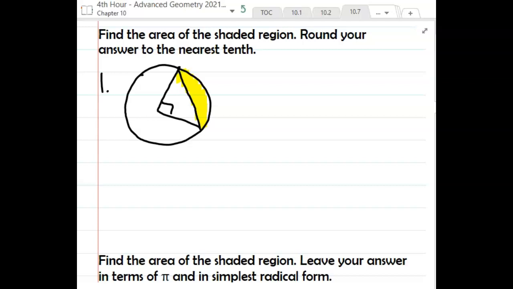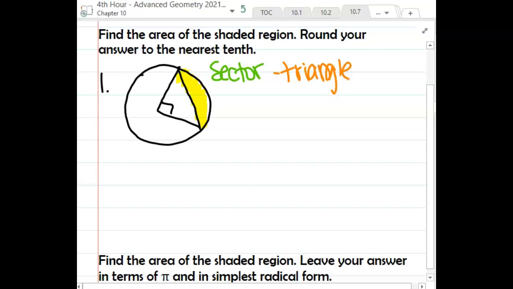So we talked about the things I have formulas for, the things that I know how to find. I know how to find the area of the entire circle. I know how to find the area of a sector. And I know how to find the area of a triangle. So what we're going to do is find the area of that sector. But in that sector, I don't need the triangle, so we're going to subtract the area of the triangle. Okay, now to give you the dimensions, the radius is going to be 10 centimeters.